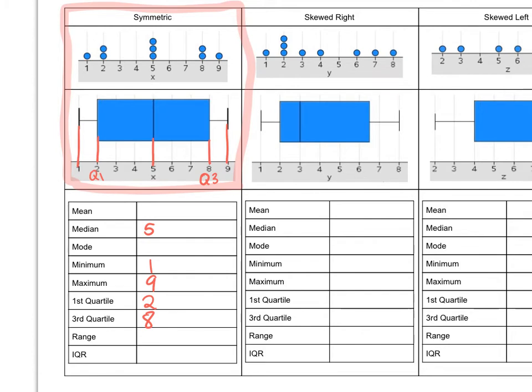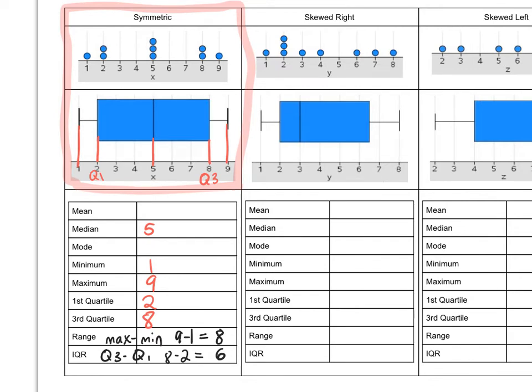In fact, we could use this to figure out our range and our interquartile range. Our range is just going to equal our maximum minus our minimum. So that's going to be 9 minus 1, and that's 8. Now let's talk about our interquartile range. That's going to be our third quartile minus our first quartile. So in this case, that's 8 minus 2. And that's 6. Hey, so far this has been pretty easy.